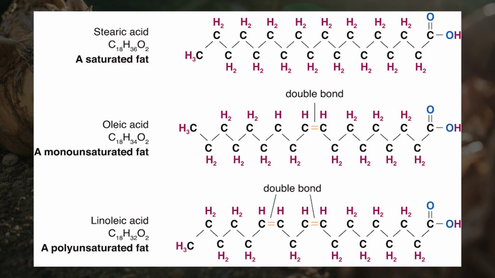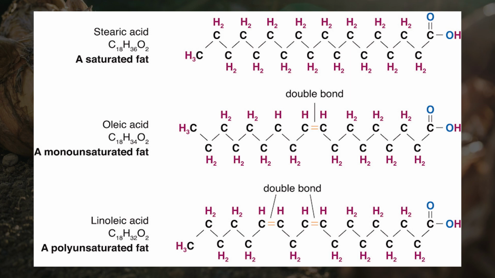So what defines whether a fat is saturated, monounsaturated, or polyunsaturated is the number of double bonds in the carbon chain that these fats have. In a monounsaturated fat, there's one double bond. In a polyunsaturated fat, there's more than one. There could be many different variations of that in polyunsaturated fats.